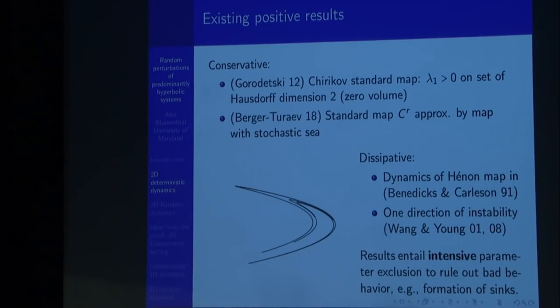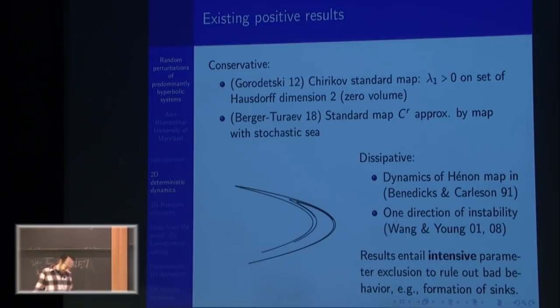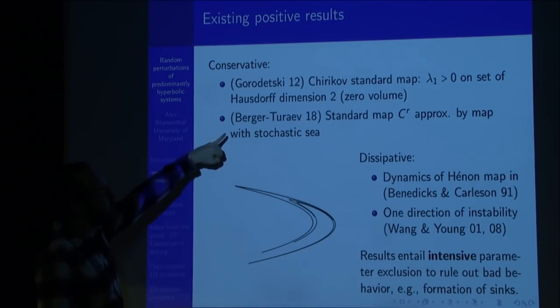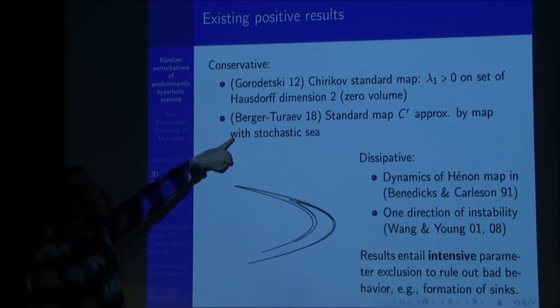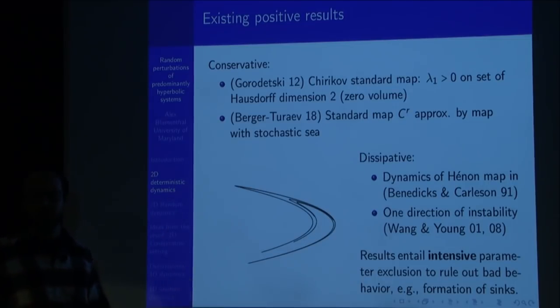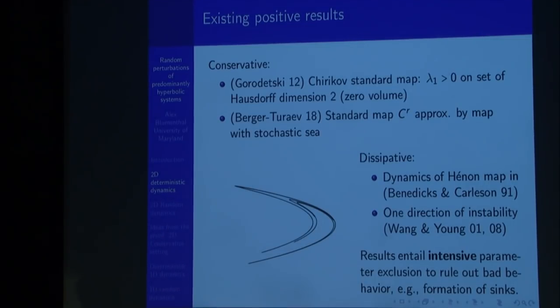I should mention though this very curious and very interesting result of Berger and Turaev. I would be remiss if I didn't mention it. That says that if you approximate the standard map by very carefully cooked C^r perturbations, you can actually get a positive Lyapunov exponent on those C^r perturbations. But that's kind of a tricky thing, and it doesn't shed insight on the core problem, which is cone twisting, to my mind.